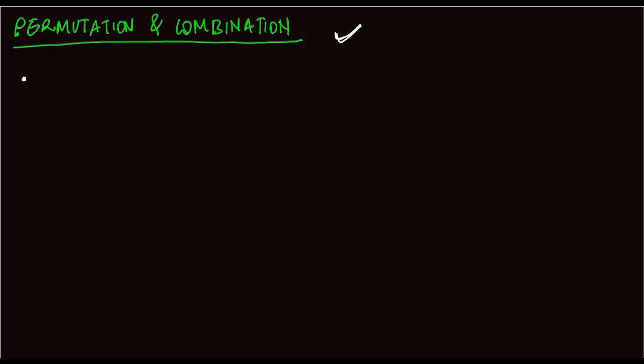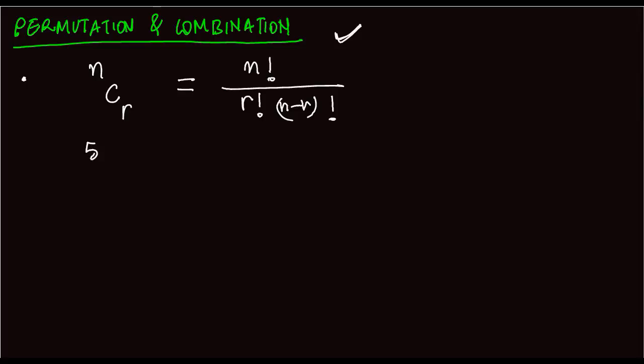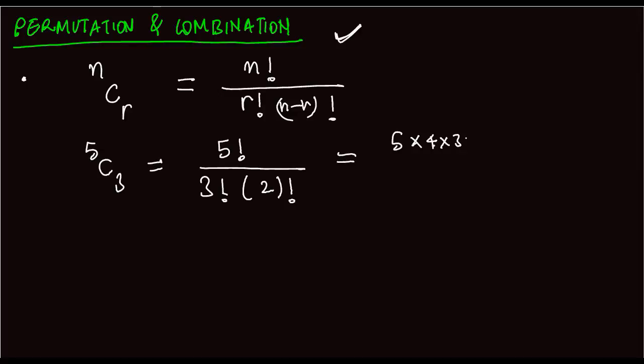So the first important formula in this case is nCr. How to calculate the value of nCr? nCr is calculated by n factorial divided by r factorial times n minus r factorial. Let's see one example. 5C3 is 5 factorial divided by r factorial, that is 3 factorial, and n minus r, that is 2 factorial. Now 5 factorial can be written as 5 into 4 into 3 into 2 into 1. 3 factorial can be written as 3 into 2 into 1. And 2 factorial can be written as 2 into 1.